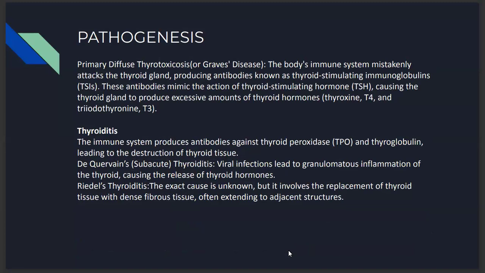For thyroiditis, the immune system produces antibodies against thyroid peroxidase and thyroglobulin, leading to the destruction of thyroid tissues. In De Quervain's subacute thyroiditis, viral infections lead to granulomatous inflammation of the thyroid, causing the release of thyroid hormones. For Riedel's thyroiditis, the exact cause is unknown, but it involves the replacement of thyroid tissues with dense fibrous tissues, often extending to adjacent structures.